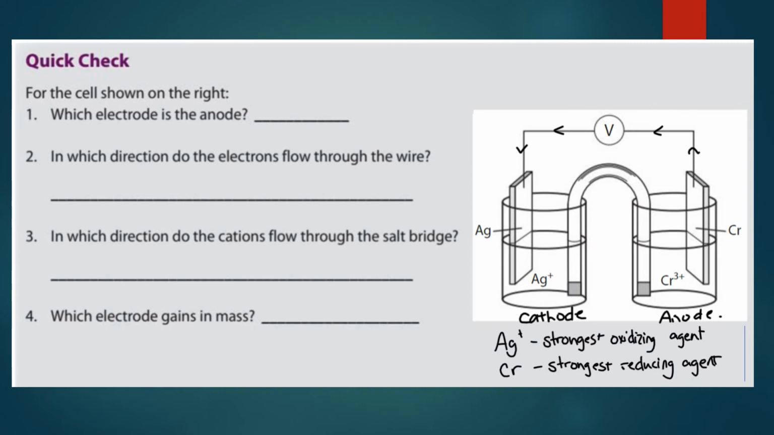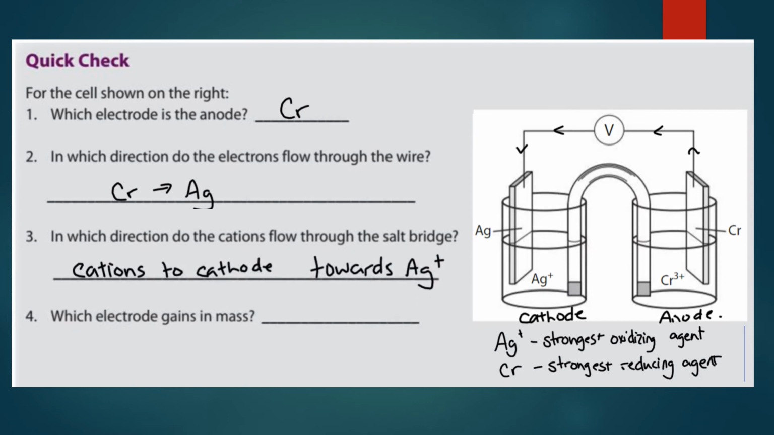We're always going to be having electrons flowing from the anode to the cathode. So the chromium metal is losing electrons, so that's the anode. And the silver there is going to be accepting those electrons, that's the cathode. So the electrode that's the anode is the chromium. The direction in which electrons flow through the wire is from anode to cathode, so chromium to silver.